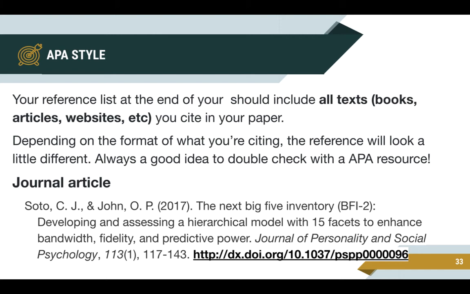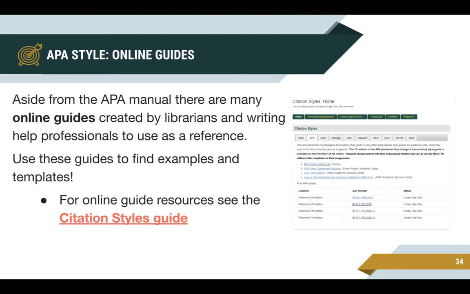You'll also need a reference list at the end of your paper when you're citing with a traditional paper. So this is what you're going to be using for this particular assignment. And here I have an example from a citation for a journal article. So for your library assignment, when you're citing your sources, it should look something like this. Because for different types of material, it can look a little different. It's always good to double check with an APA resource.